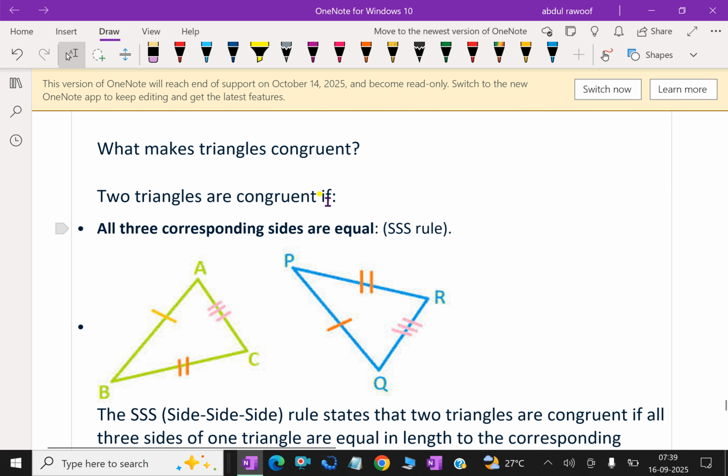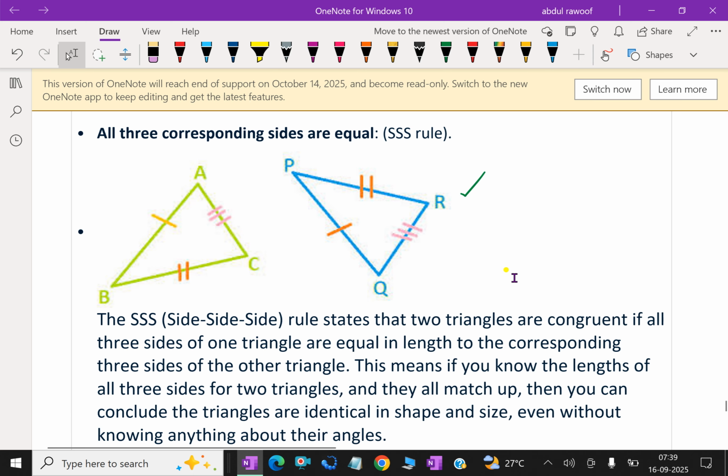Two triangles are congruent if all three corresponding sides are equal. This is the triple S rule. Look at this figure. AB is equal to PQ, BC equals QR, and AC equals PR. All three respective sides are equal.